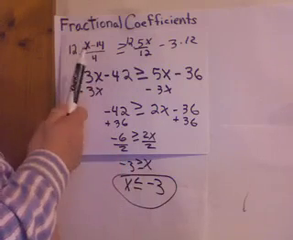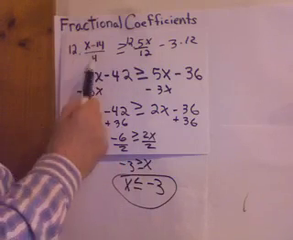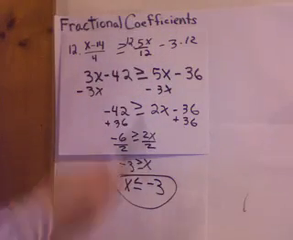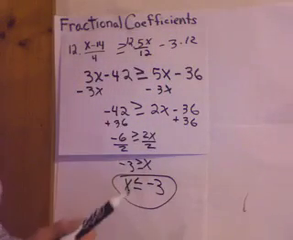So best thing to do when you have a problem like this is get rid of the fractions in the first step by multiplying by the common denominator. In this case it was 12.